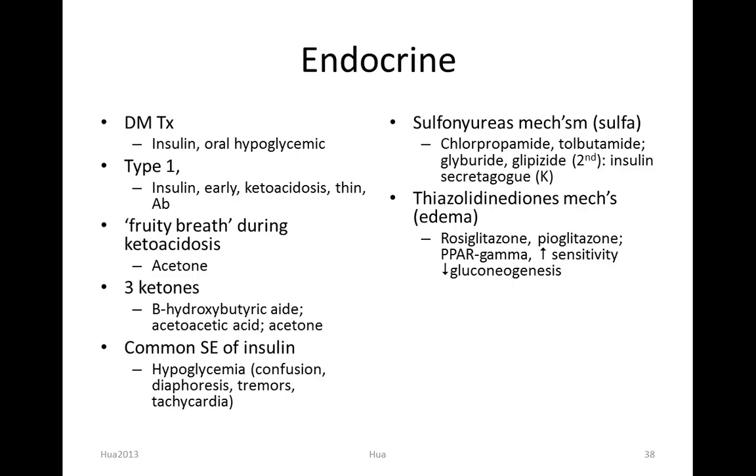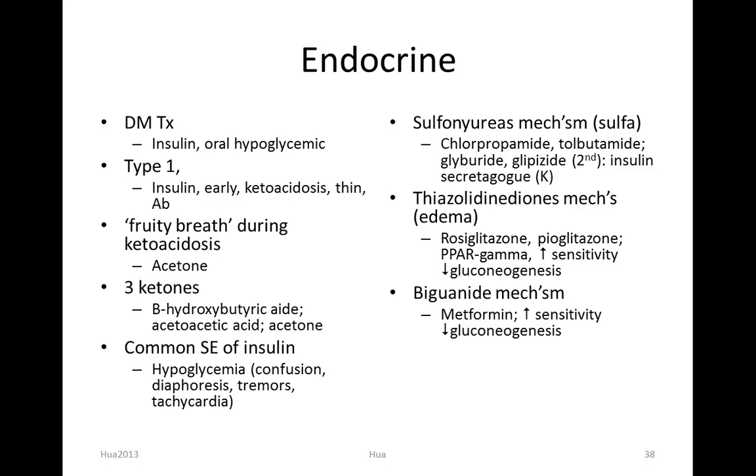Thiazolidinedione mechanism, also known as glitazone. So glitazones work on the PPAR gamma receptor, an intracellular receptor. It increases sensitivity of the tissue to glucose and decreases gluconeogenesis. So that's how you decrease the glucose level. But with the glitazone, remember that it has been associated with increased cardiovascular incidents in terms of heart attack, stroke, and that's why only pioglitazone is being used now.